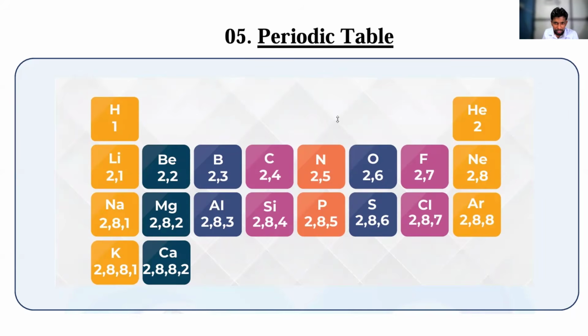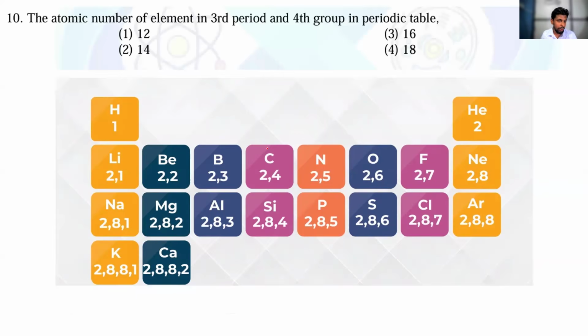Okay. So I think you may have finished writing the periodic table. Now we'll move to the question. Now, the atomic number of an element. They are asking the atomic number of the third period and fourth group. Now we'll find that element.